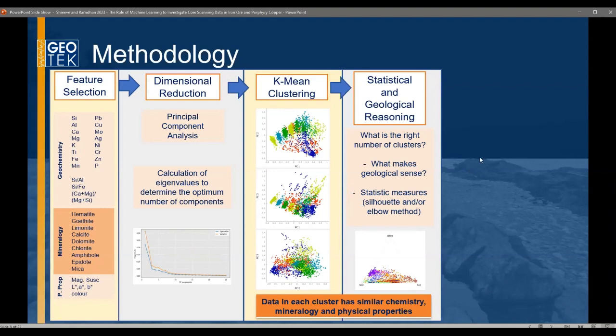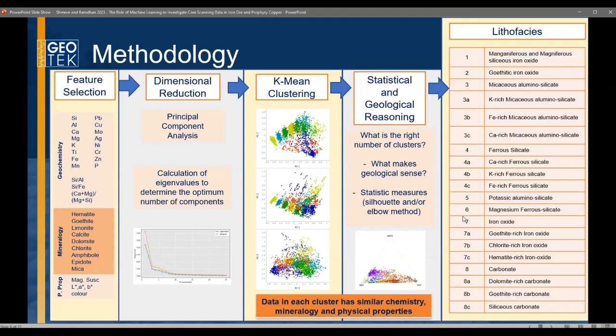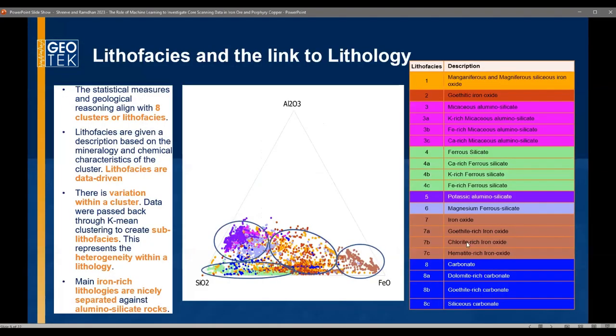But of course, remember that data in each cluster has a similar chemistry, mineralogy, and lithology across this, which means, of course, that's exactly the same as lithology. Lithology has a similar chemistry, mineralogy, and physical properties as well. So we can, with reasonable confidence, say that our clusters are related to lithology, and we term these lithofasces. Each one of these lithofasces we can give a description. In this case, we have 8.